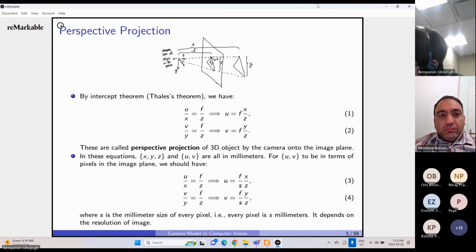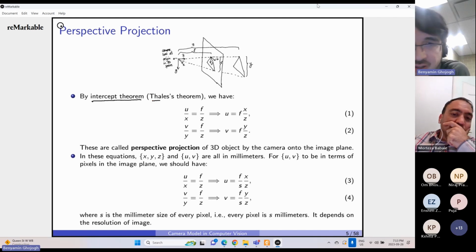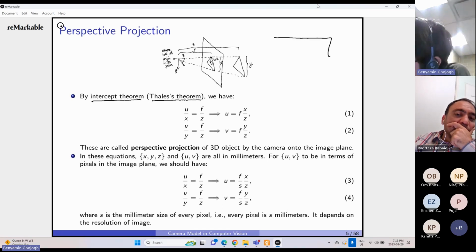So okay, here this is a figure that we had in the previous slide. Now, according to the intercept theorem or Thales's theorem, which we learned in high school or even middle school, what happens? Let me consider this triangle. So it becomes like a triangle, right?